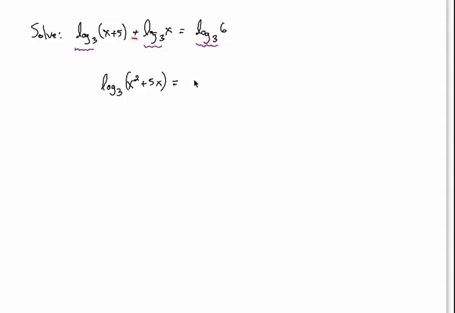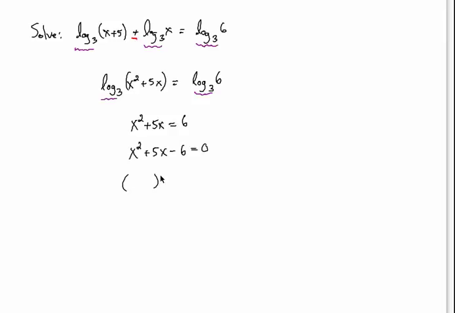And on the right hand side, we already have log base 3 by itself, so there's no work to do there. So since we have log base 3 on both sides, we can drop these out. So we're going to get x squared plus 5x equals 6. So here we have a quadratic because we have the x squared term and we have an x term. So I'm going to either solve this by using quadratic formula or factoring. This one is going to factor for us, so I'm going to set it equal to 0.